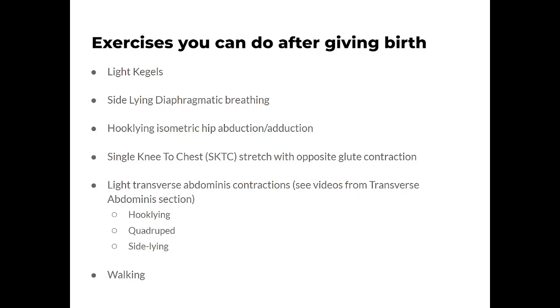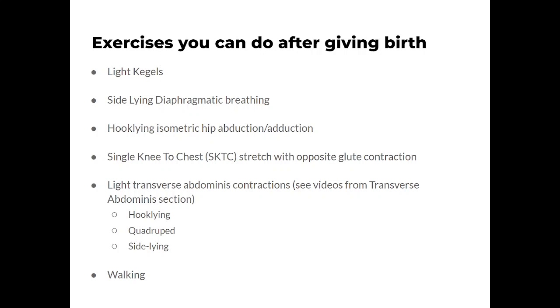We have light transverse abdominis contractions. So remember that transverse abdominis is that deeper core muscle that helps stabilize your spine and your pelvis. You can perform these in a hook line position, so on your back with your knees bent, in a quadruped, so that's hands and knees position, and also sideline positions.